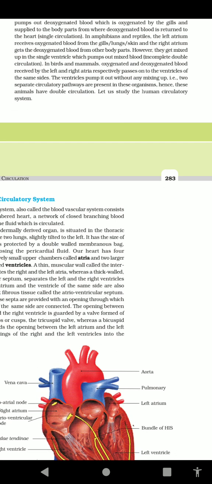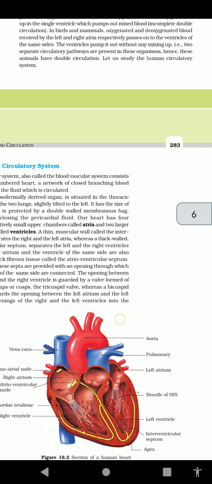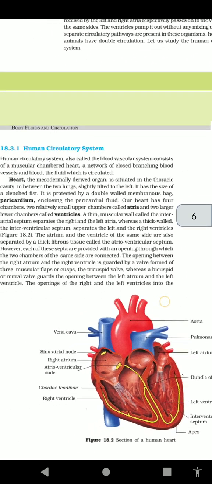In complete double circulation, in birds and mammals, oxygenated and deoxygenated blood received by the left and right atria respectively passes on to the ventricles, and separate circulatory pathways are present in these organisms. Hence, these animals have a double circulation. Let us study the human circulatory system.